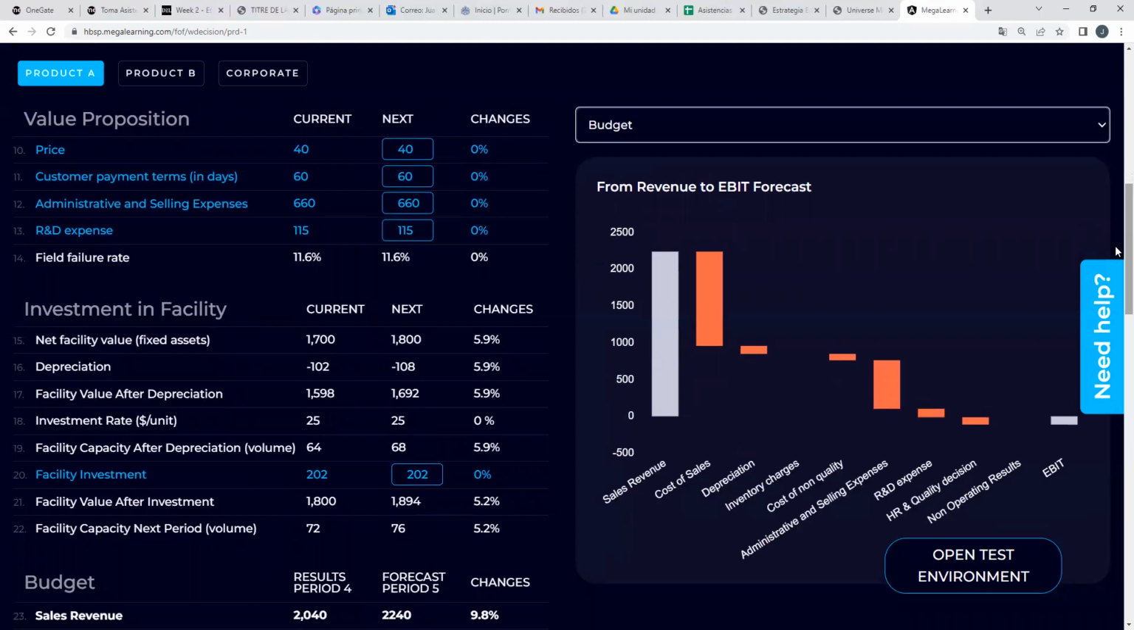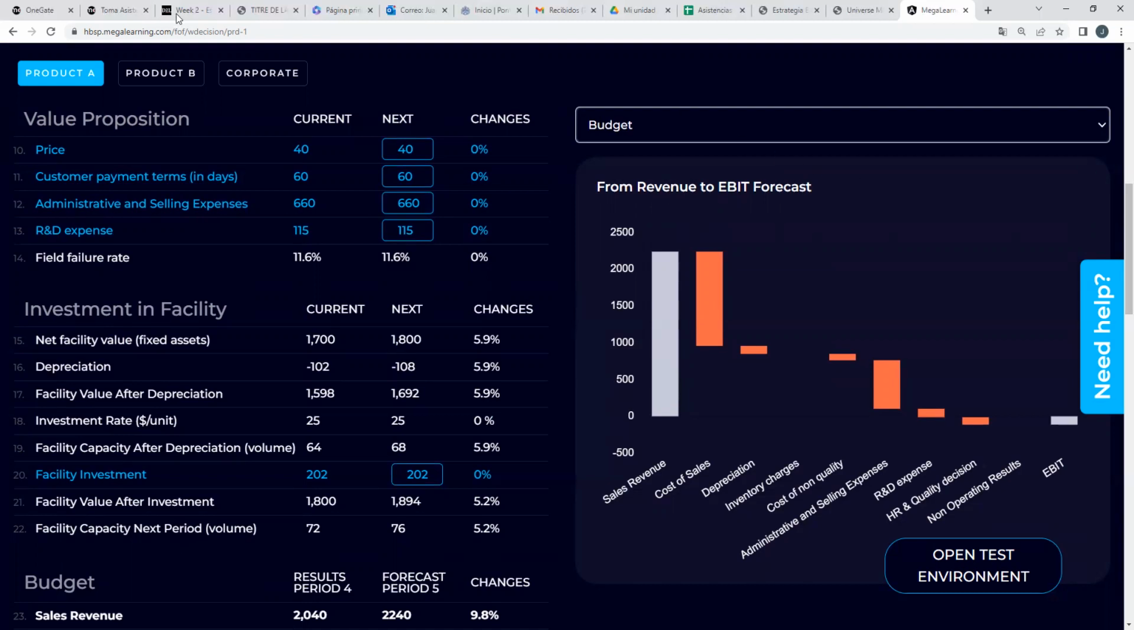Now, you guys have here something that says value proposition. Remember that when you are doing marketing, if you want to be attractive to your customer, it is like a package. It is not a single factor, it is a package. Here the package is price, customer payment terms, administrative and selling expenses, and research and development expenses.